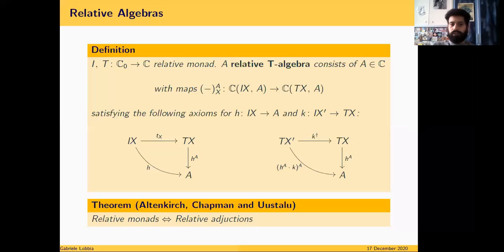And actually, you can also get a relative adjunction using the Kleisli category of a relative monad. This is true when you consider the two-category of categories. It is not always true in a general two-category. I wrote something about this in the paper.